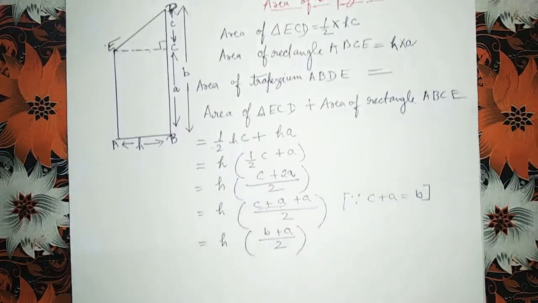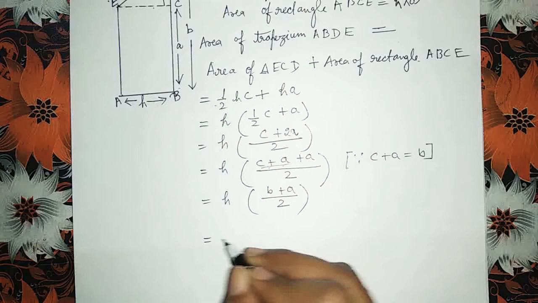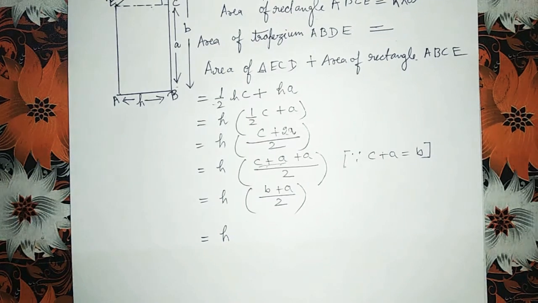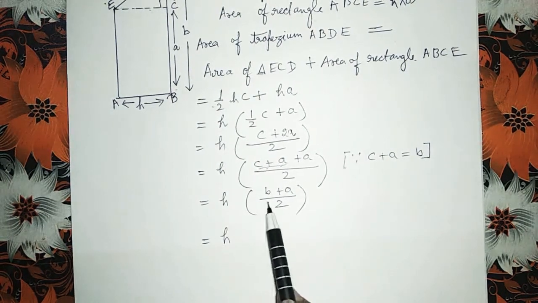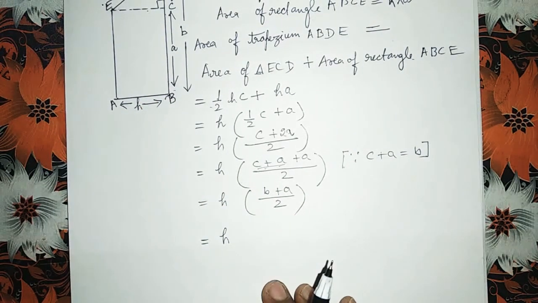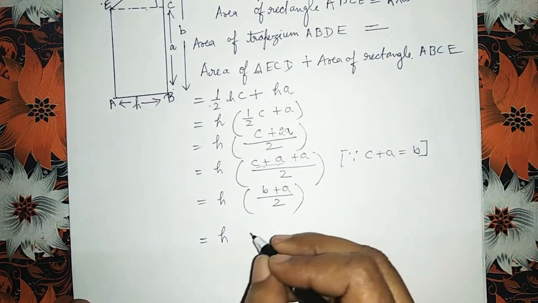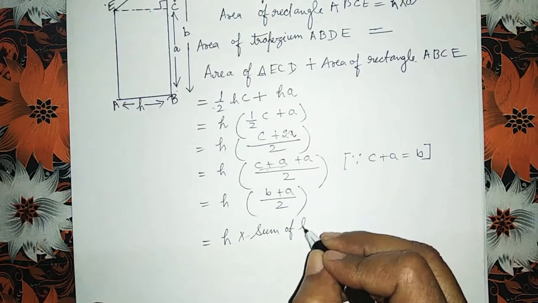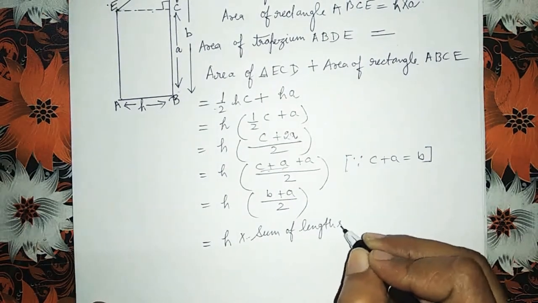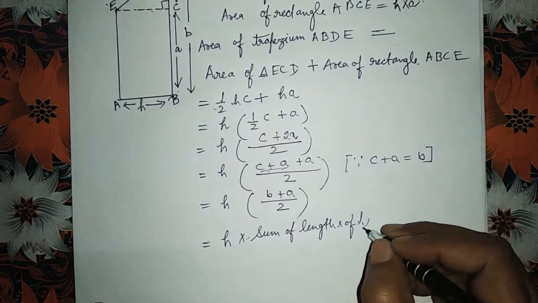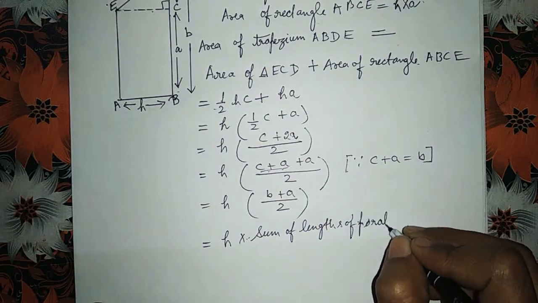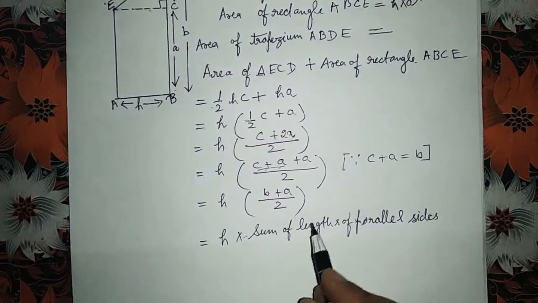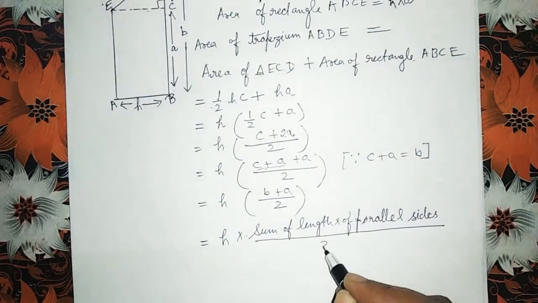After this here you will write height. Okay. And we can write here for B plus A sum of length of parallel sides. Parallel sides, and this whole divided by 2.